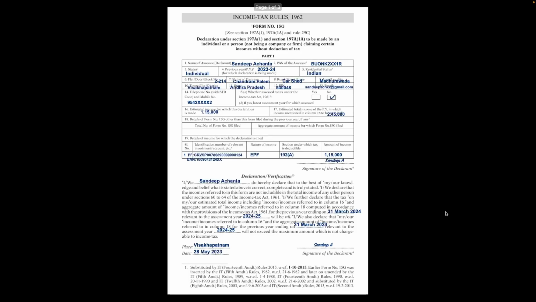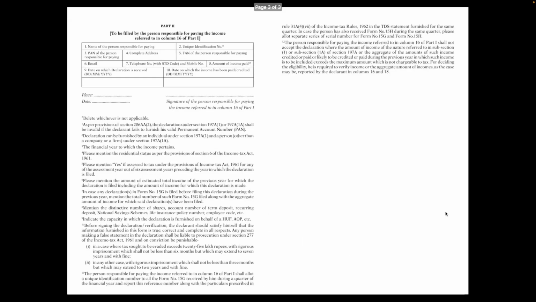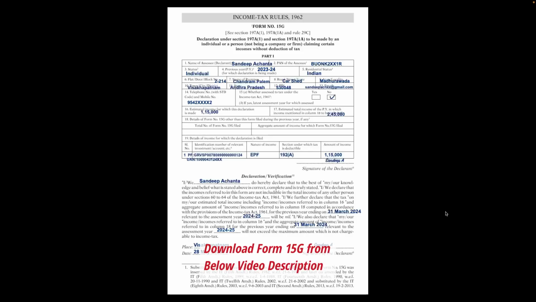Form 15G consists of two parts, Part 1 and Part 2. EPF members need to fill only Part 1. There is no need to fill Part 2. Here I have filled Form 15G in Adobe Acrobat Reader, but actually you have to take a printout of the Form 15G and write it with pen and scan the documents, both pages, Part 1 and Part 2, and you have to upload the scanned copy of Form 15G on the UAN member portal while withdrawing your EPF amount.